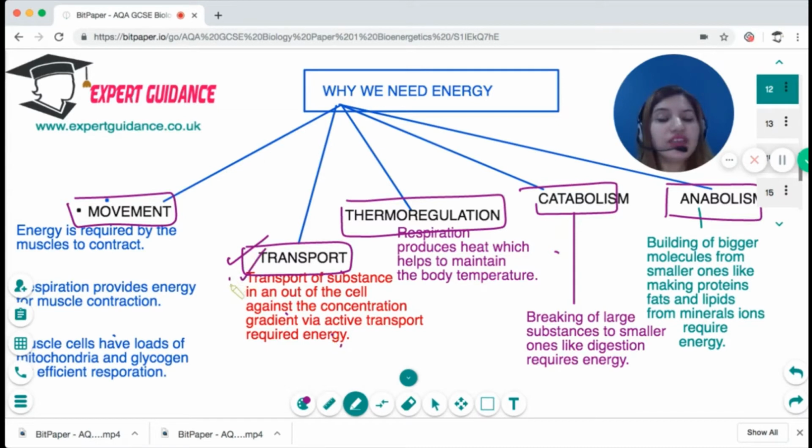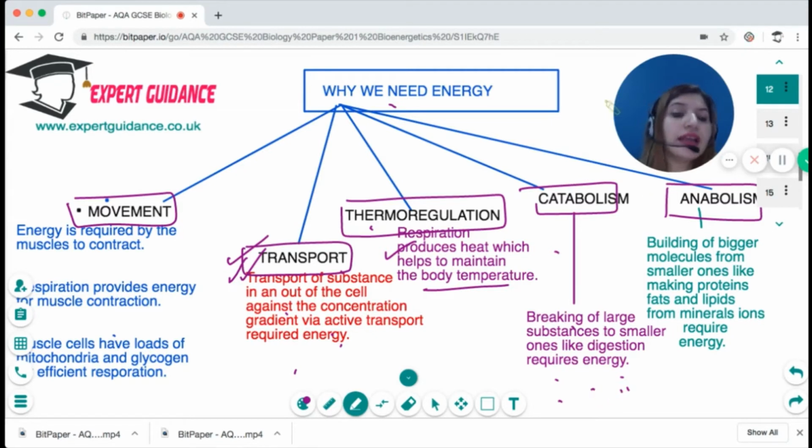So we need energy for the transport via active transport. Now, if you remember, respiration produces heat. So if we need to maintain a higher body temperature, the respiration rate has to increase. So thermoregulation, that is, respiration produces heat to maintain the body temperature. We need energy for digestion. We need energy to break down carbohydrates into sugars, proteins into amino acids, fats into fatty acids and cholesterol.